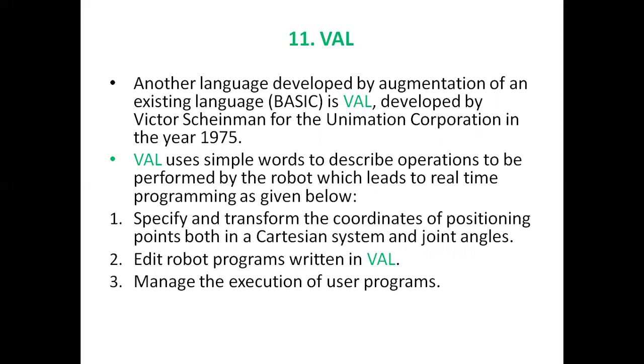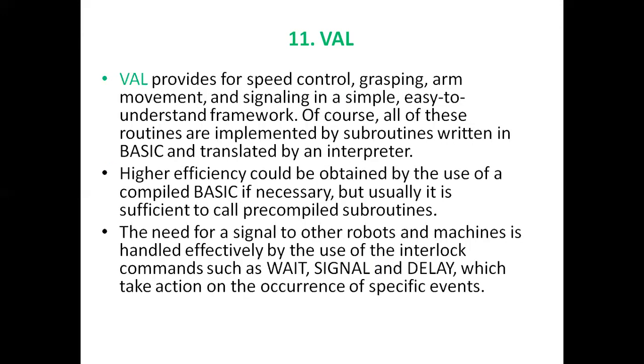VAL was developed by Vector Scaman for the Innovation Corporation in the year 1975. So it uses simple words to describe the operations which have to be performed by the robot, which leads to real-time programming as given below. So we can specify and transform the coordinates of positioning points both in a Cartesian system and joint language, and it is able to edit robot programs written in VAL. It can manage the execution of other programs. So it provides for sensor control, grasping, arm movement, and signaling in a simple, easy to understand framework.